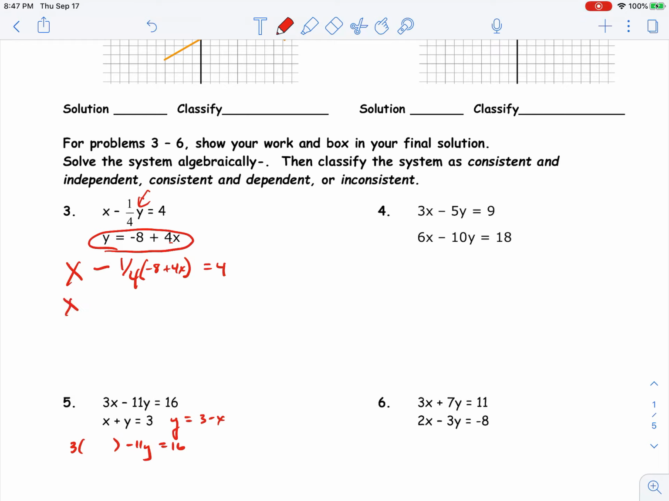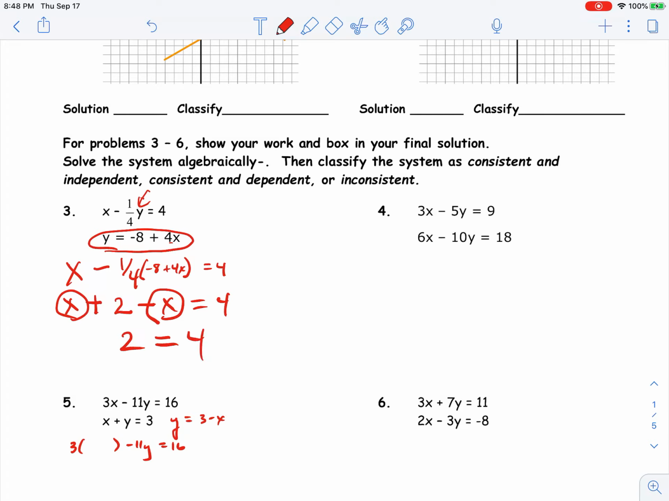And what happens then is I get x minus negative 1/4 times negative 8 is a positive 8/4, which is the same as 2. And so I'm going to change that to a plus 2. And then negative 1/4 times 4x is a minus 4 over 4x, or just x. That equals 4. Now, what I notice is when I combine like terms, my x's take each other out, and I'm left with 2 equals 4.